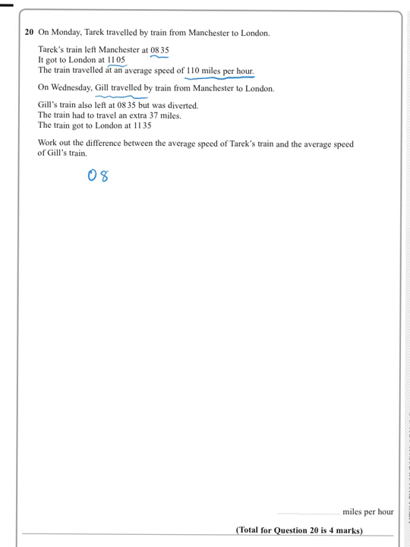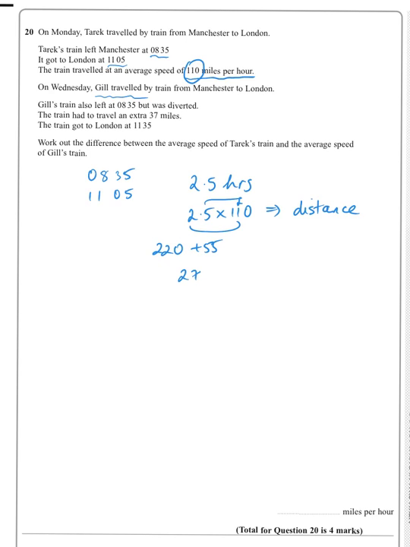So from 8:35 in the morning till 11:05 in the morning, that looks to me as being 2.5 hours. So let's put that as a decimal, 2.5 hours. And if it's going at 110 miles for every hour, then we just got to do 2.5 times 110 to work out the total distance. So 2 lots of 110 is 220, a half of 110 is 55, so that's 275, and that is miles.